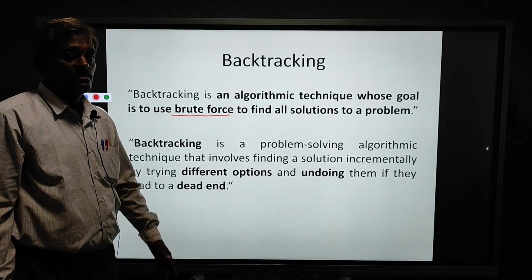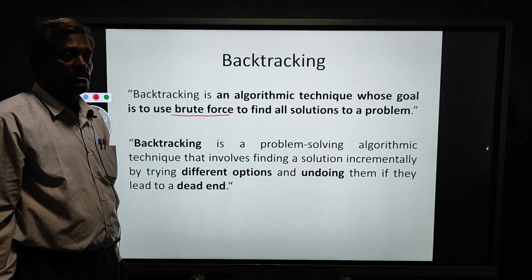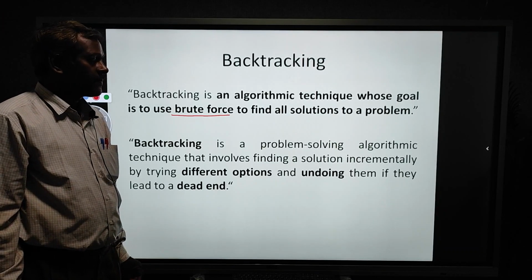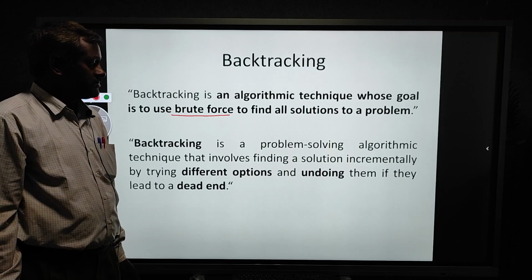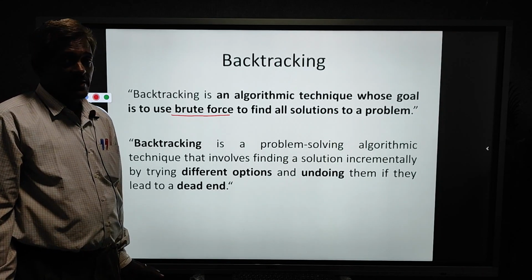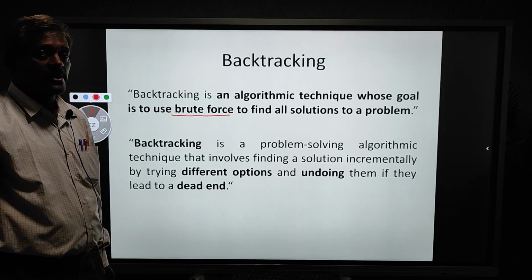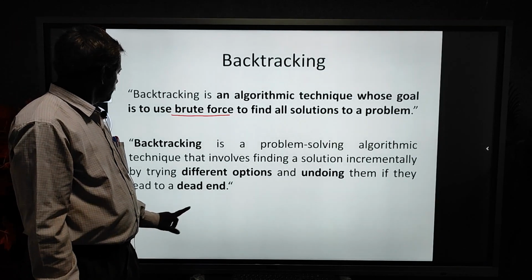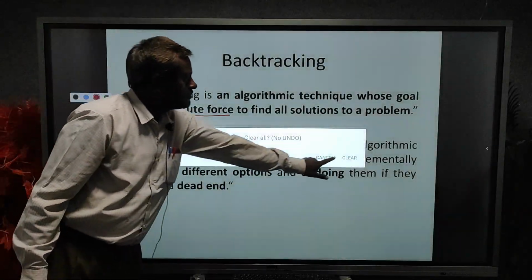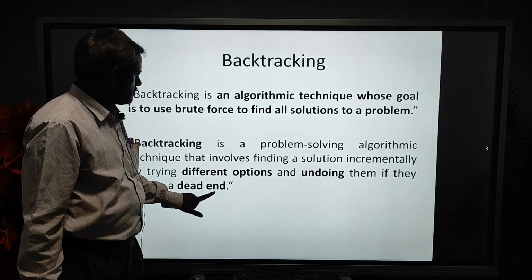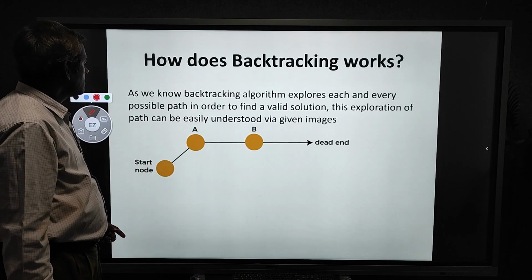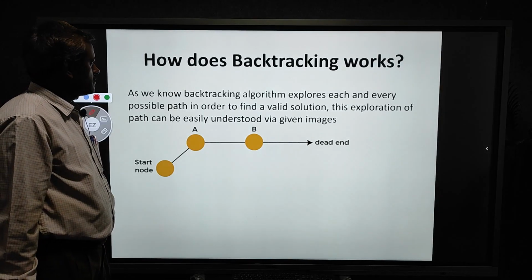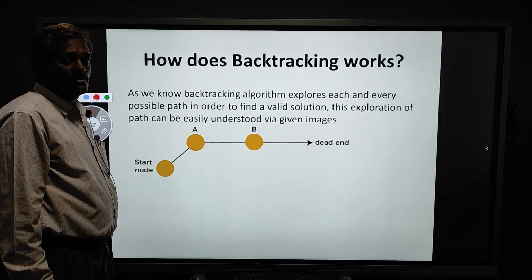Okay, we will check out how it is going to happen: incrementally, by trying different options, and undoing them if they lead to a dead end. Just we will check out diagrammatically how it is happening. Now check out how it is going to work.